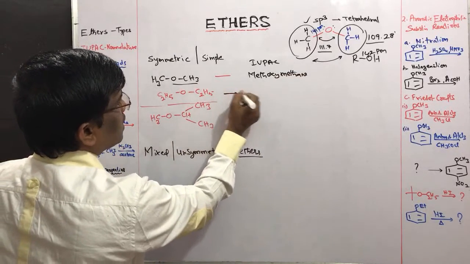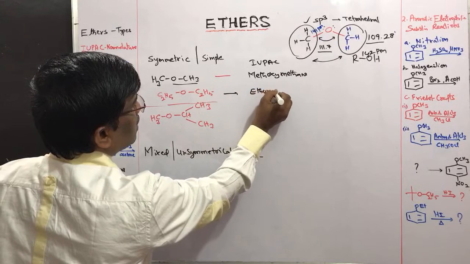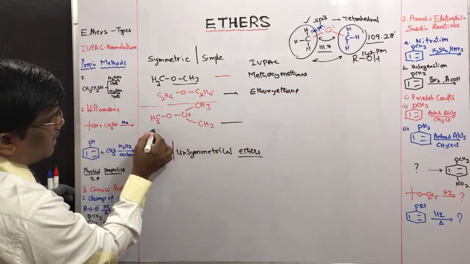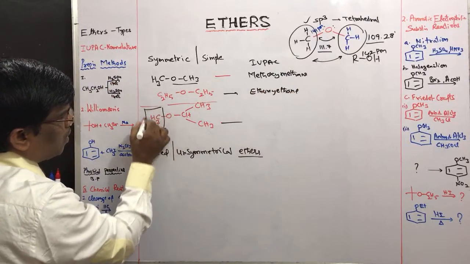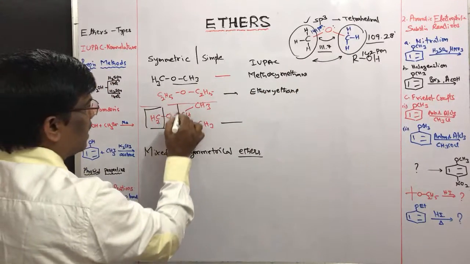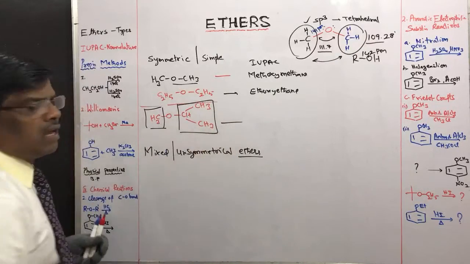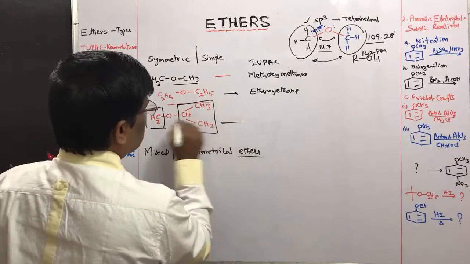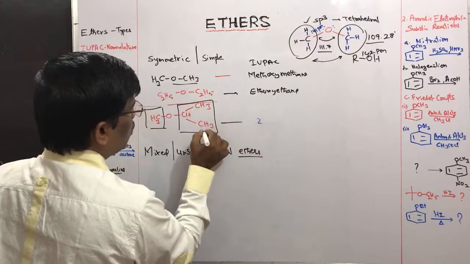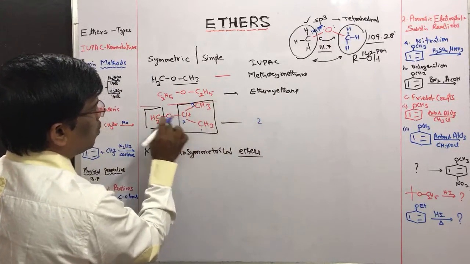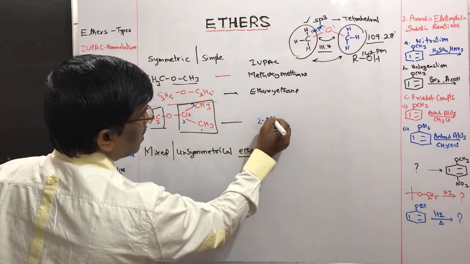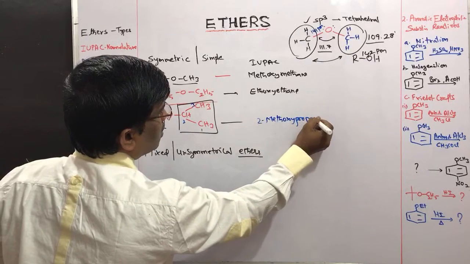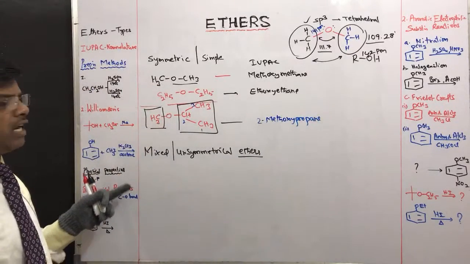Then ethoxyethane. Whereas this is a mixed ether where one side alkyl group is methyl and the other side alkyl group is isopropyl. The nomenclature follows like this: 2-methoxypropane. Like this the nomenclature follows.